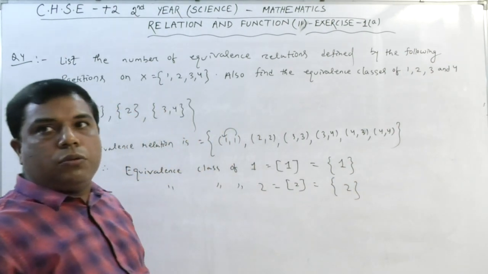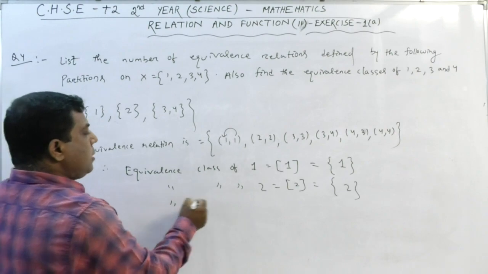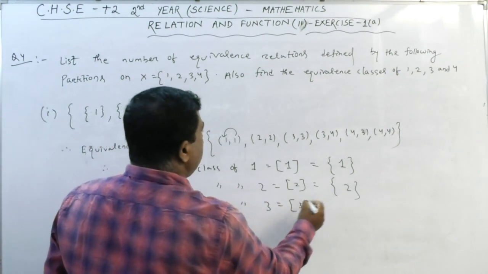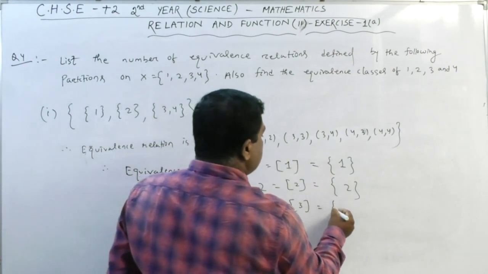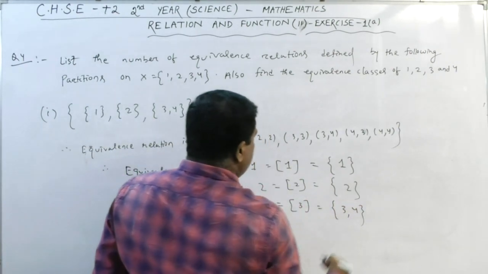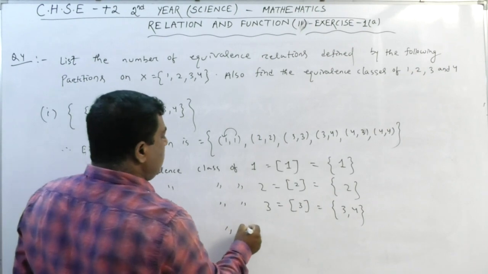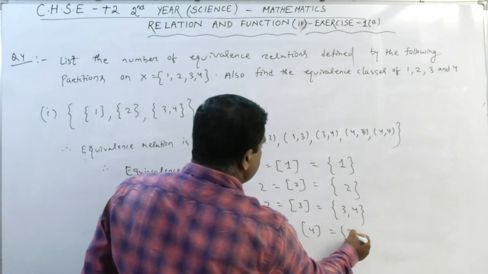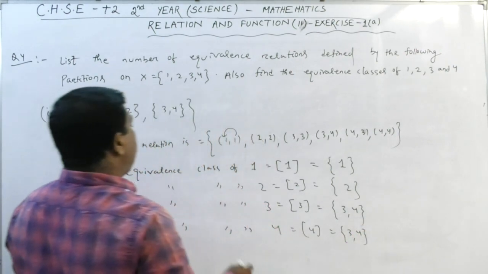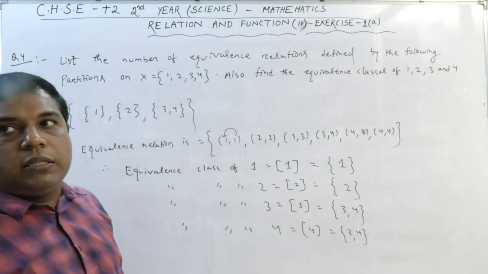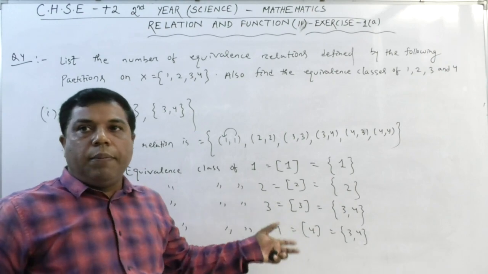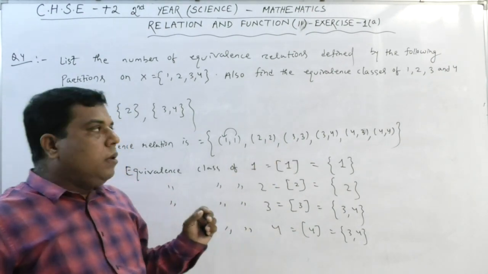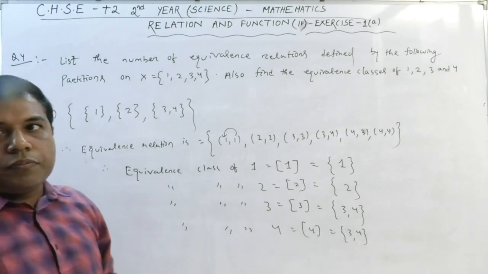So 2 is connected to 2. Equivalence class of 3 is what? It is written in this notation. And what does it mean? With which is it connected? It is connected with 3 and 4. And equivalence class of 4 is what? It is connected with which element? It is connected with 3 and 4. So in this way we are able to get the equivalence class of each and every element. We are able to get the equivalence relation. Okay. So you can see it.